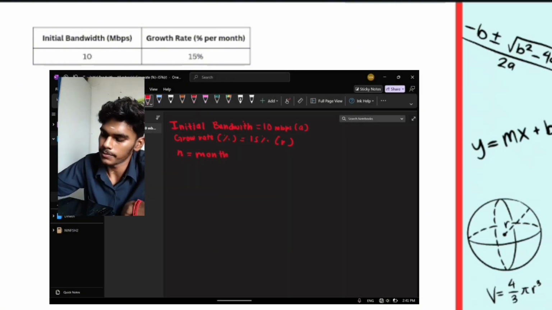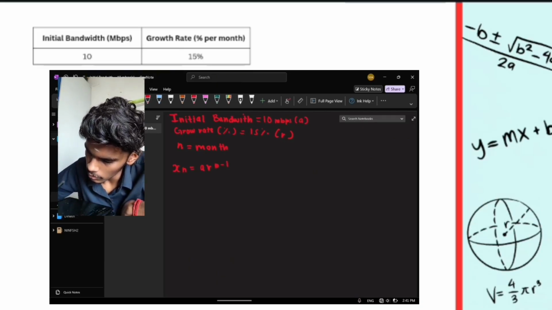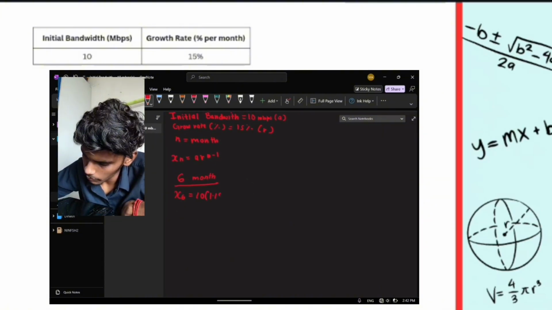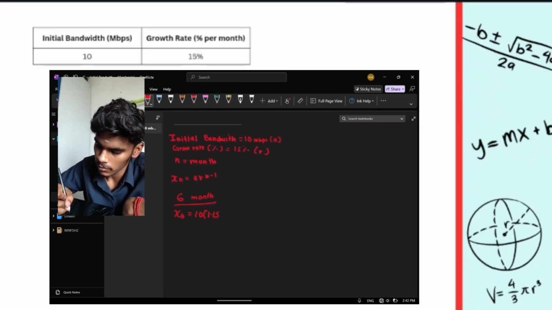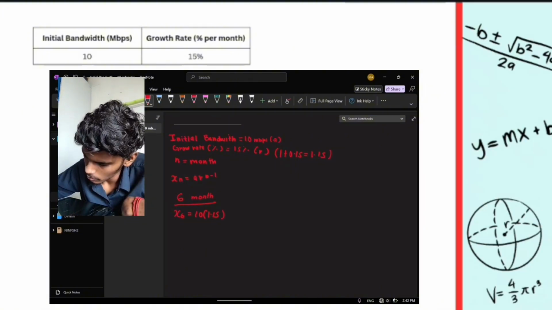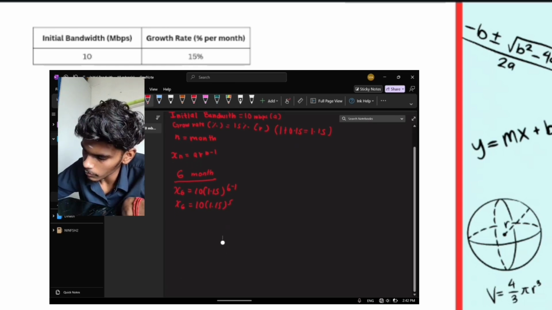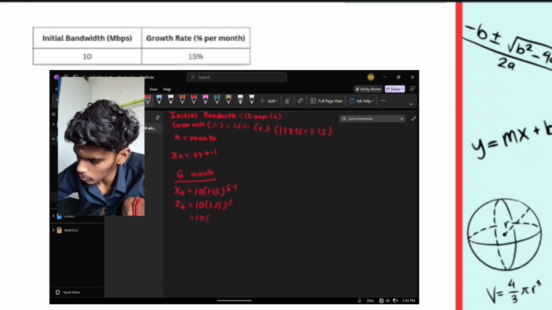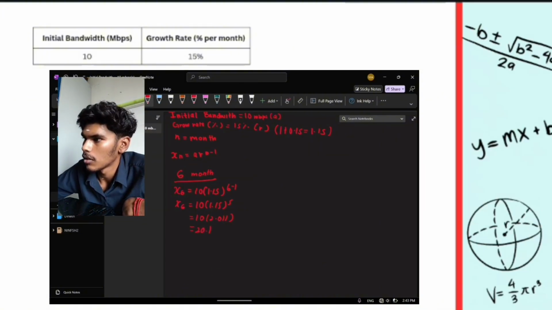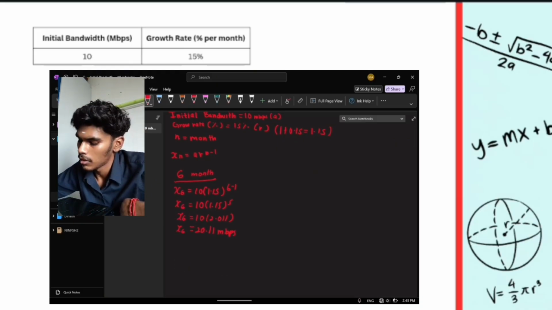Now we're going to do the first 6 months by using this formula, xn equals a r to the n minus 1. X6 equals 10 times 1.15 to the power of 6 minus 1. The 1.15 comes from changing the 15% into a decimal: 1 plus 0.15 equals 1.15. So 10 times 1.15 to the 5th power. 1.15 to the 5th power is 2.0111, and the answer is 20.11 Mbps. So now we already have the answer for the first 6 months, which is 20.11 Mbps.